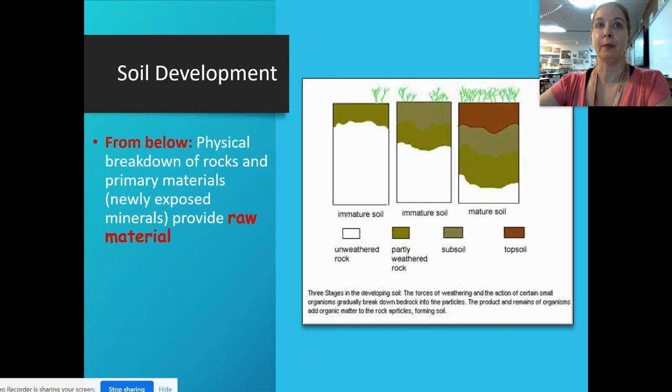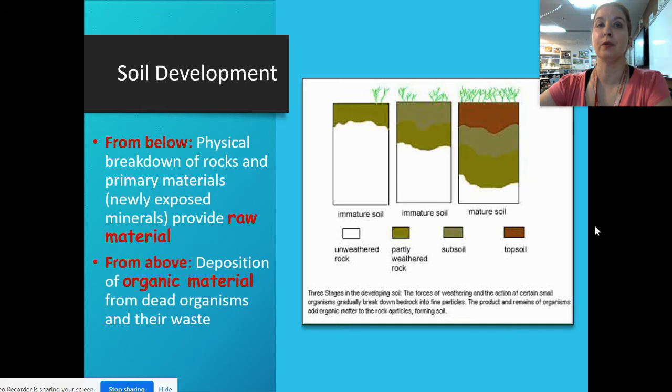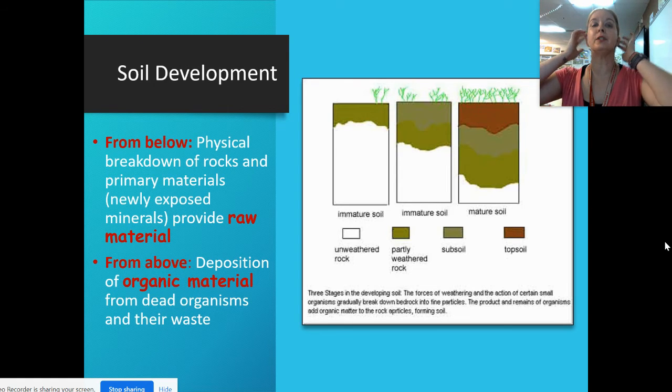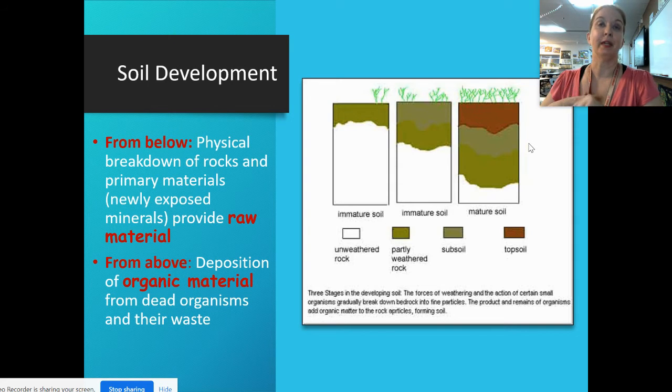So how do you make soil? From below, you have the physical breakdown of rocks and primary material. Those newly exposed materials are going to provide the raw material to make soil. So you have your unweathered rock, your partly weathered rock, your subsoil, and then your topsoil. From below, you've got the solid rocks being broken down into smaller pieces. And then from above, you have the deposition of organic material from dead organisms and their waste. So soil is nothing more than tiny pieces of rock, dead stuff, and poop. That's all soil is in a nutshell.